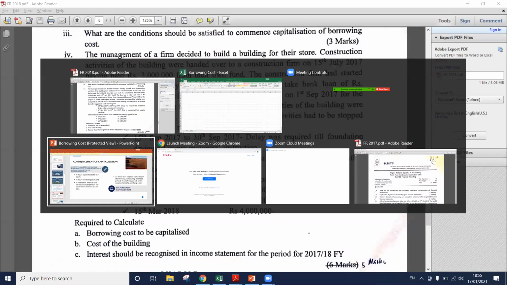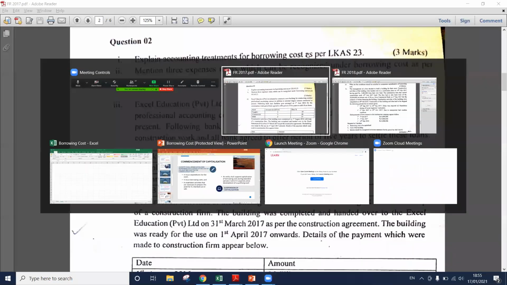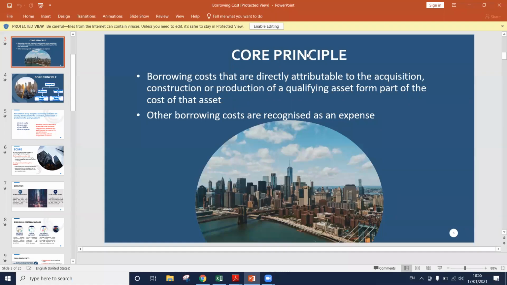See, in part, the accounting treatment of borrowing cost. What is the accounting treatment? Borrowing costs that are directly attributable to the acquisition, construction, or production of a qualifying asset, we can capitalize. All other borrowing costs we need to expense, right?